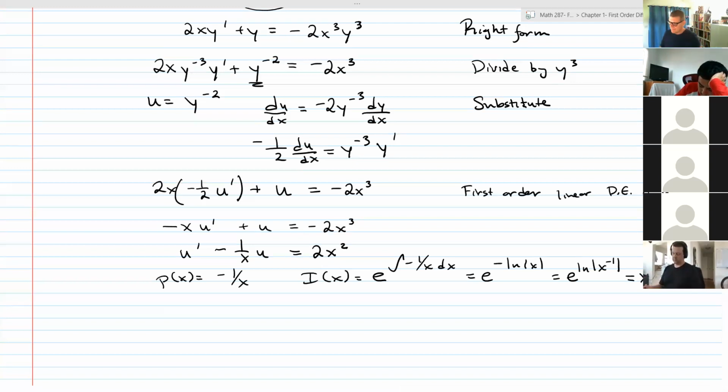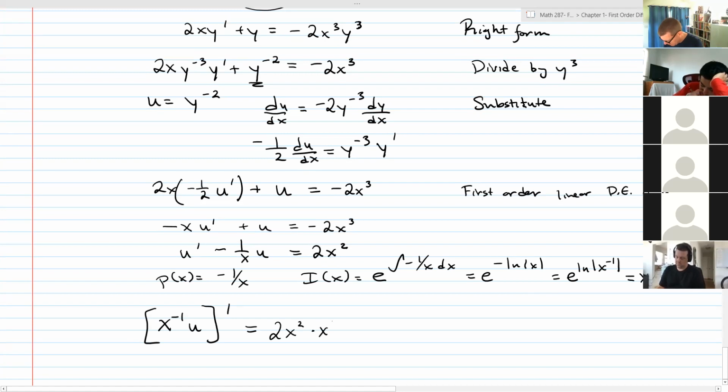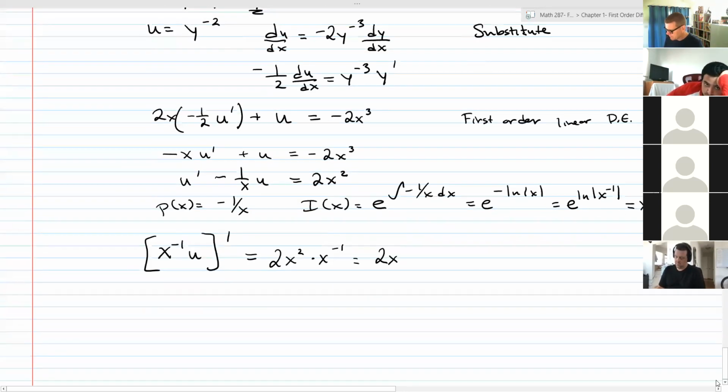Okay. Multiplying both sides through, we end up with x to the -1 u prime equals 2x squared times x to the -1, which just equals 2x. Beautiful. Integrate both sides.